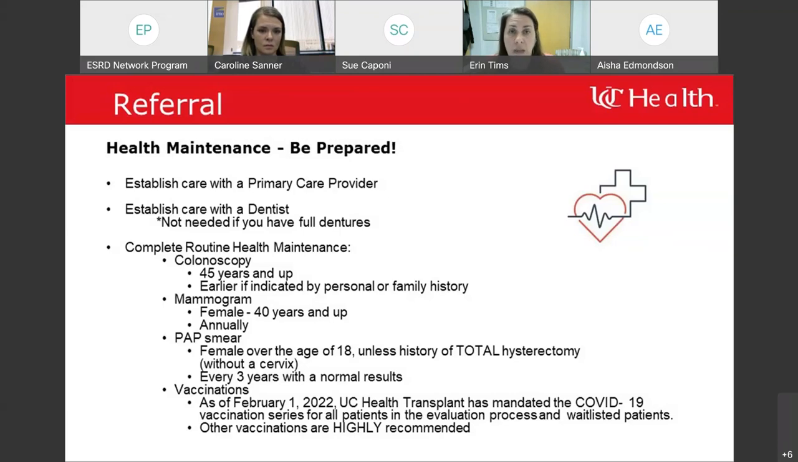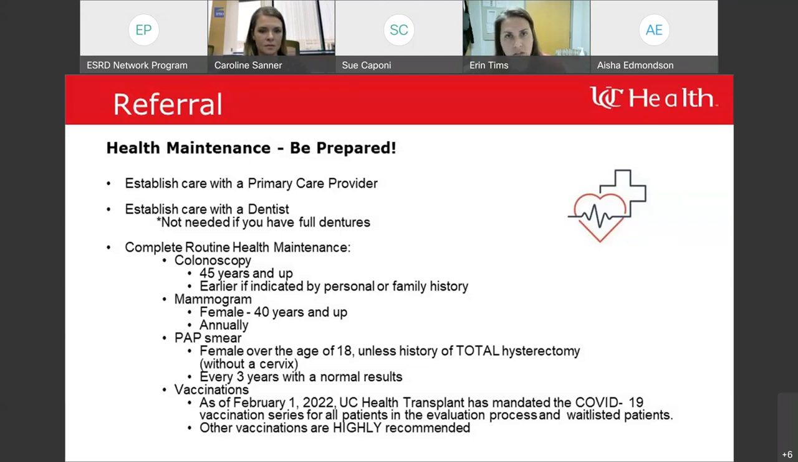The next thing is the health maintenance that goes along with having a primary care. It's a lot of words there. I did want to go through the colonoscopy, the mammogram, the pap smear, and then vaccinations. Colonoscopy, they've changed regulations to 45 and up now. Mammograms, 40 years and over for females. Pap smears are over the age of 18, unless they've had a total hysterectomy. So a lot of people have had a partial, but they definitely need a total, which means their cervix has been taken out. So those three are there.